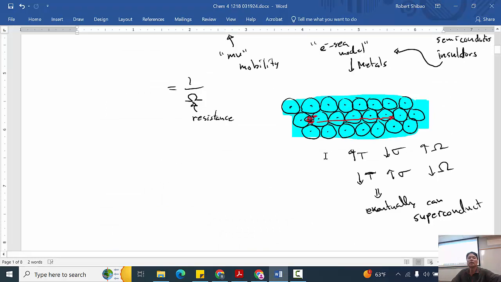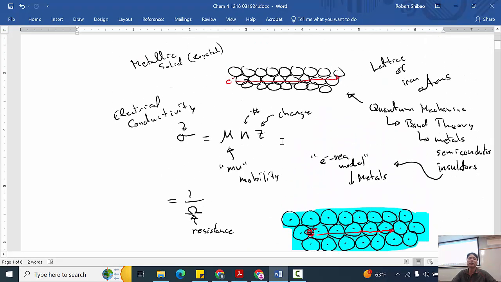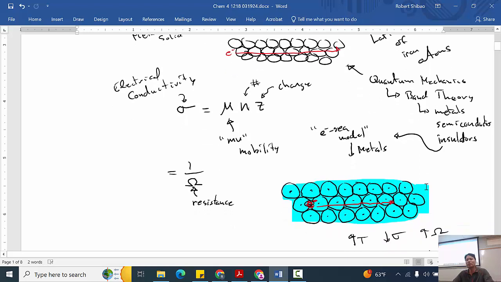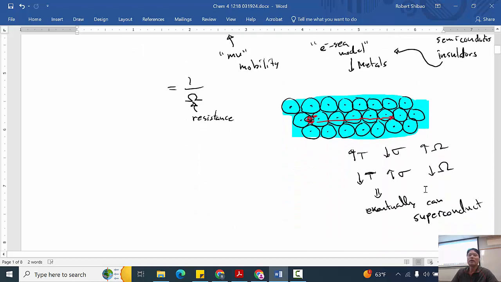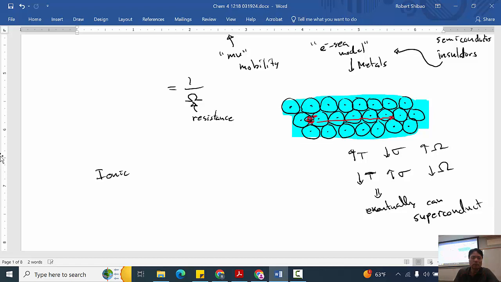Okay, let's talk about electrical conductivity. Electrical conductivity can happen with any charged particle. It could be negative or it could be positive. And so I talked about superconductors, but we also have ionic conductors too. And so we could have charged ions.